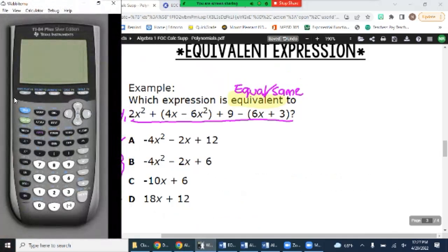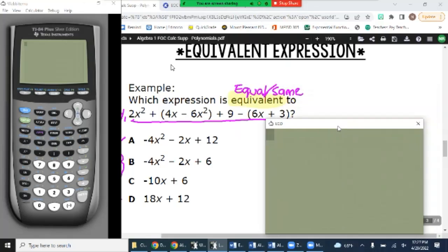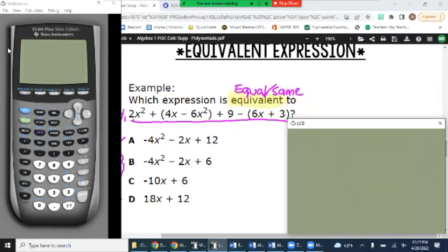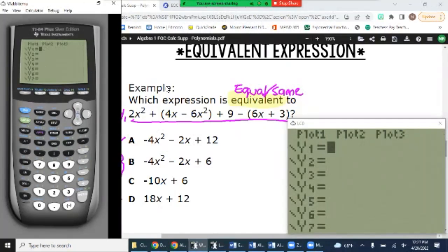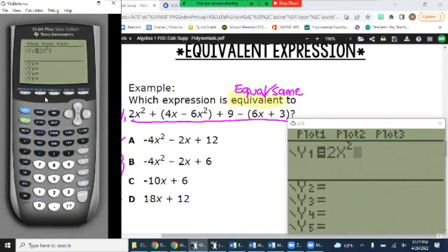Now, the hardest part, and my first period seemed to struggle with this, the hardest part of all of this is typing it in correctly. Because I had a lot of students coming back to me, "Miss, this one didn't give me the right answer." I looked at their Y equals screen, and it's because they did not type it in correctly. That is literally the hardest part of this calculator trick.